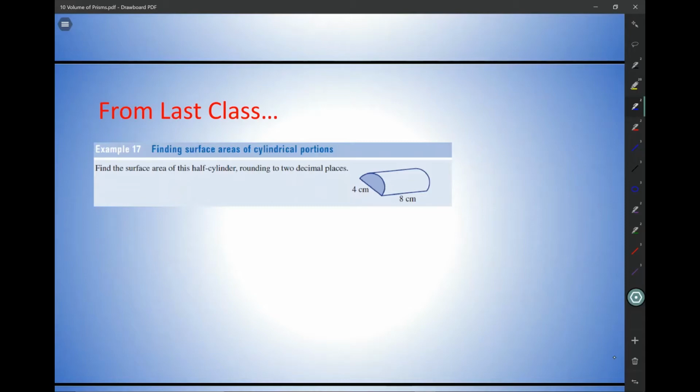What we have here is a cylinder that's cut in half. I'd love for you to pause the video here and have a go at this yourself. And when you come back, I'm going to show you how to do it. Alright, so when we have a surface area question like this, the first thing we always do is make our net.